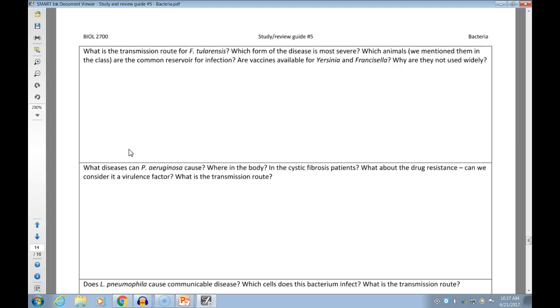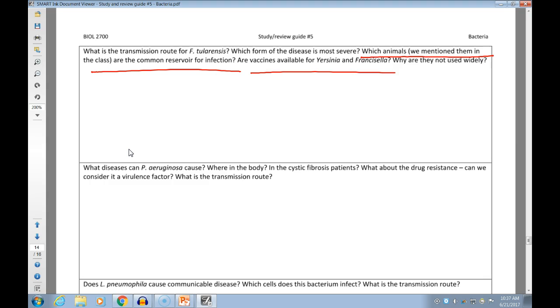Francisella tularensis, contact and respiratory transmission. Respiratory form is the most severe form. Which animals? Anyone remembers? Huh? Mostly rabbits. For some reason it just loves rabbits. Vaccines for Yersinia and Francisella. Are they available? Yes or no? Okay, let me rephrase it. Are there vaccines, just not necessarily available for you, but are there vaccines against the plague and tularemia?